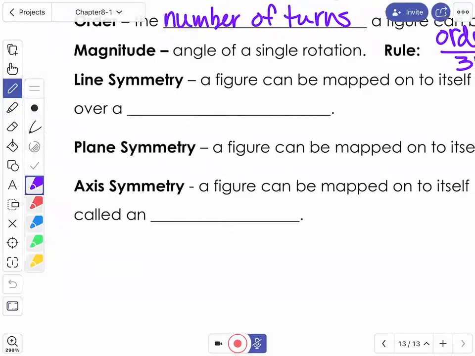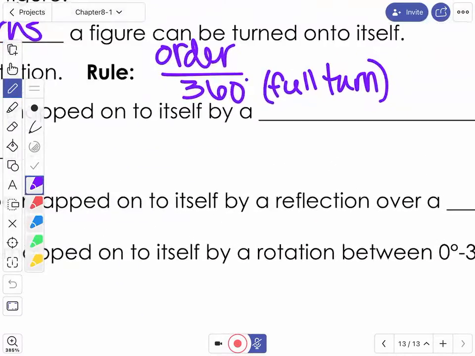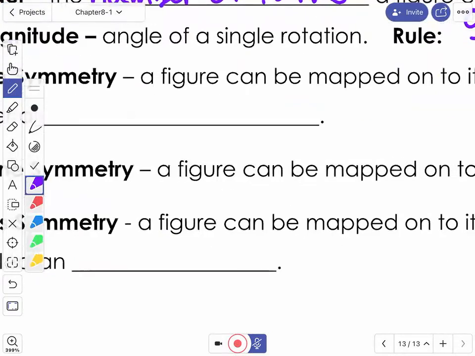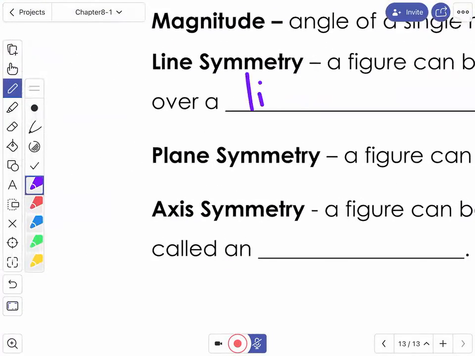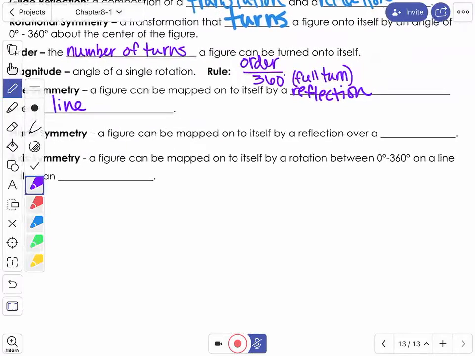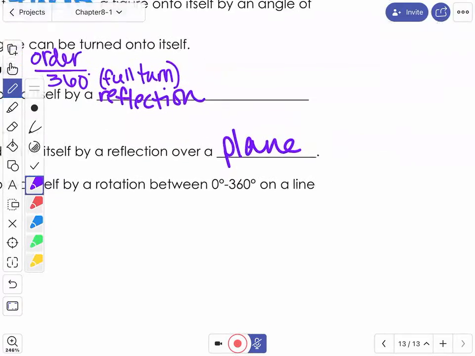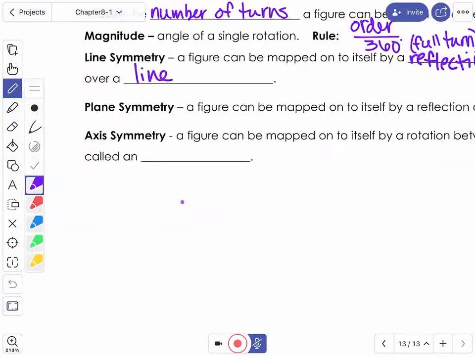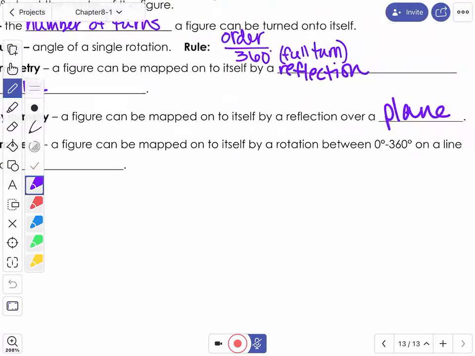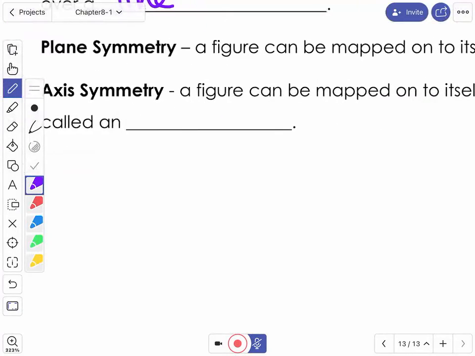Now, other kinds of symmetry was our line symmetry, and this said a figure can be mapped onto itself by a reflection over a line, while plane symmetry said a figure can be mapped onto itself by a reflection over a plane. And then our last type of symmetry was axis symmetry, which said a figure can be mapped onto itself by a rotation on a line that is called an axis.